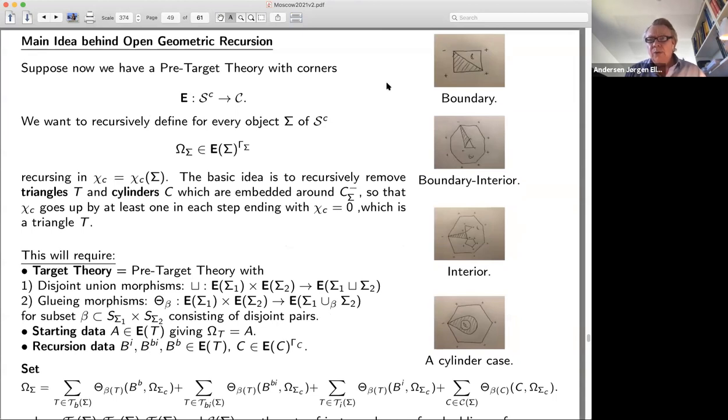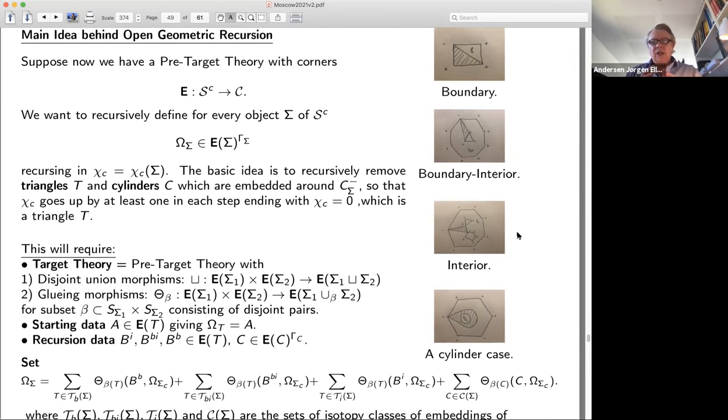Okay, and now here is the main idea behind open geometric recursion. What we are going to do now is, instead of removing pairs of pants, we are going to remove triangles, just like you see here. And there are a number of different cases that you will encounter. There are 3 different types of triangles you can remove. They are depicted here. It has to do with how many sides they have in common with the boundary. And in this case, none. It just has 1 vertex.